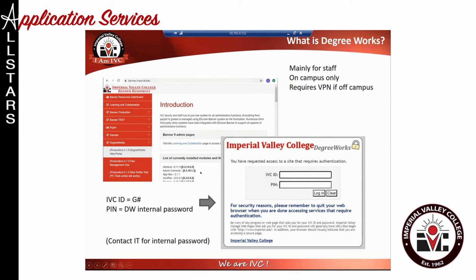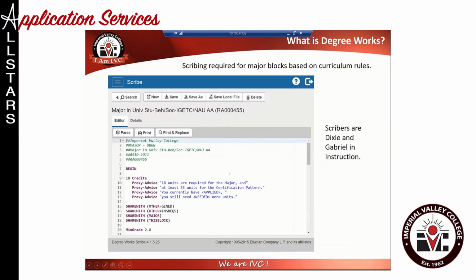So next is to talk a little bit about scribing. A big component of DegreeWorks is that each major has to be scribed based on curriculum rules. This has been a challenge for us at IVC, to find the right talent and the right place to do this. So right now it's being done within instruction. So this is a requirement. There's a block for each year, and this is the scribing.